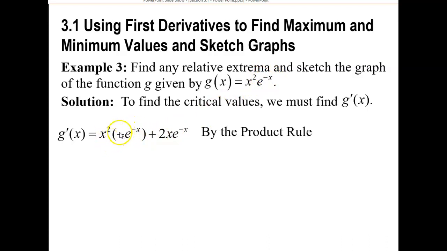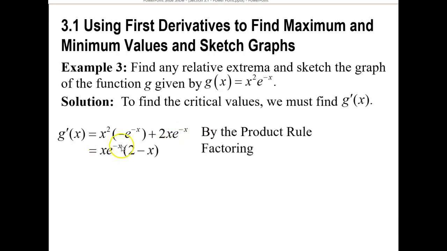So that's the first function times the derivative of the second, plus, this time we take the derivative of the first, that's the 2x, times the second function. So you've got to recognize that that's necessary and know how to do it. Then you've got to clean it up.